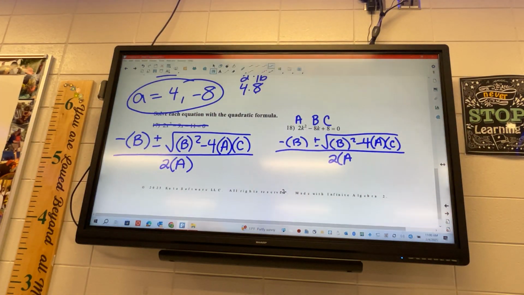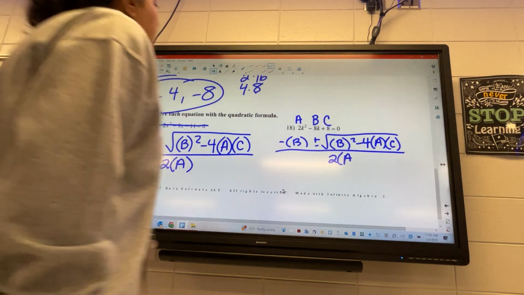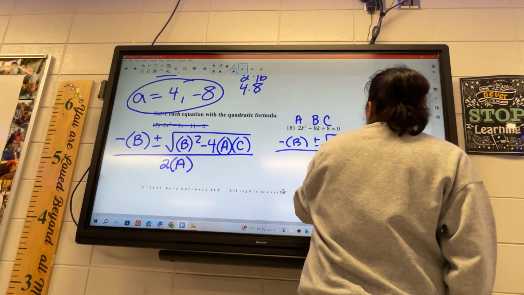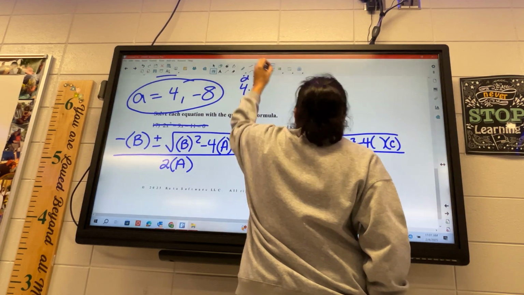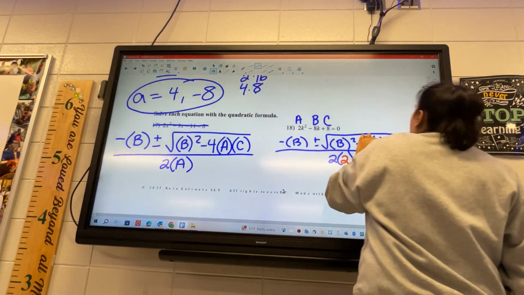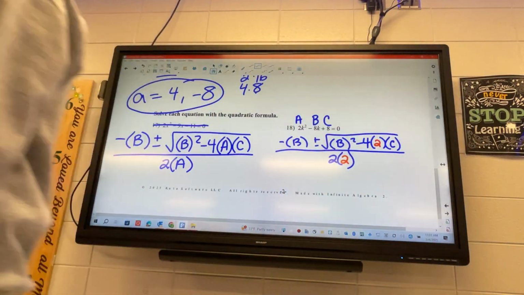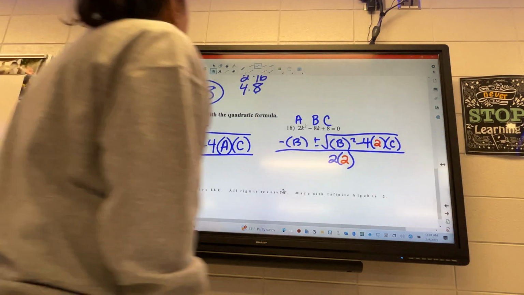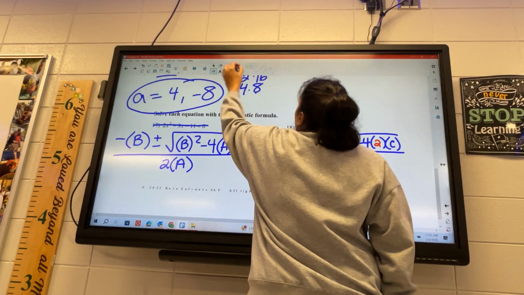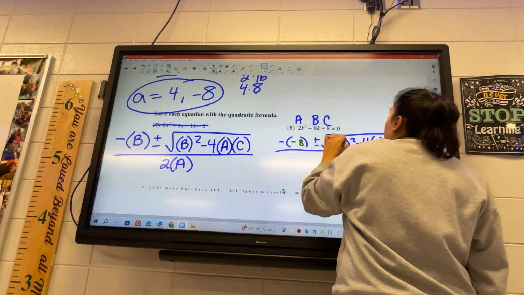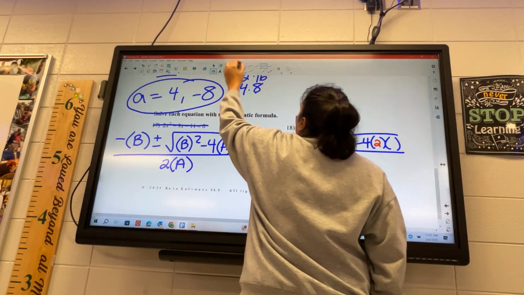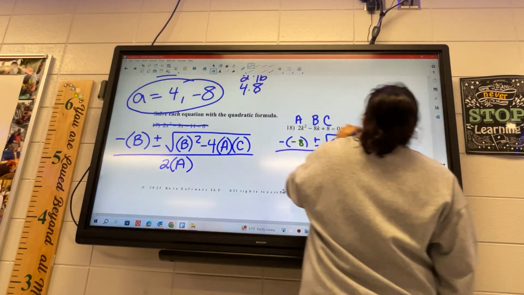Okay, so we're going to start off. My A, everywhere there's an A, I can erase and put what? Everywhere there's an A, I'm going to put a 2. Everywhere there's a B, I'm going to erase and put what? Negative 8. And everywhere there's a C, I'm going to erase and put what? Positive 8.